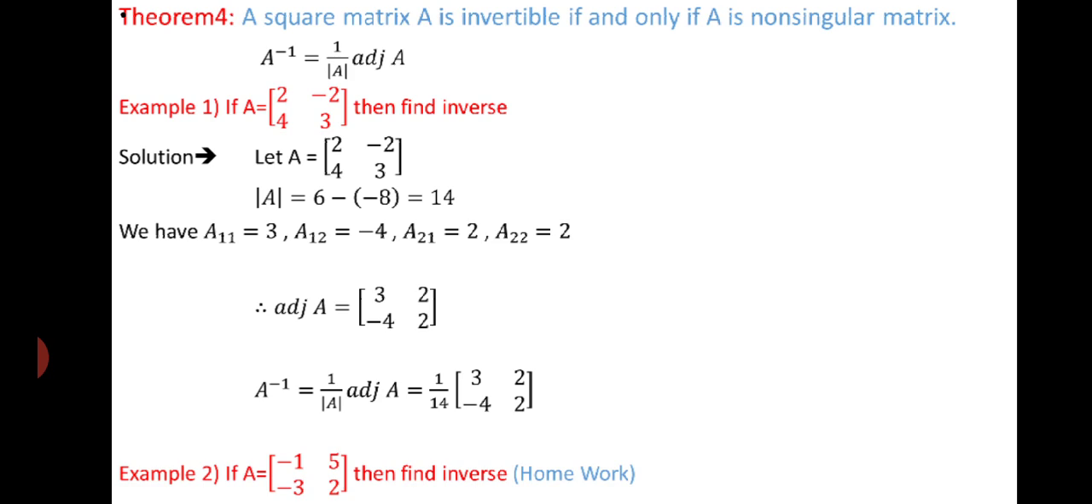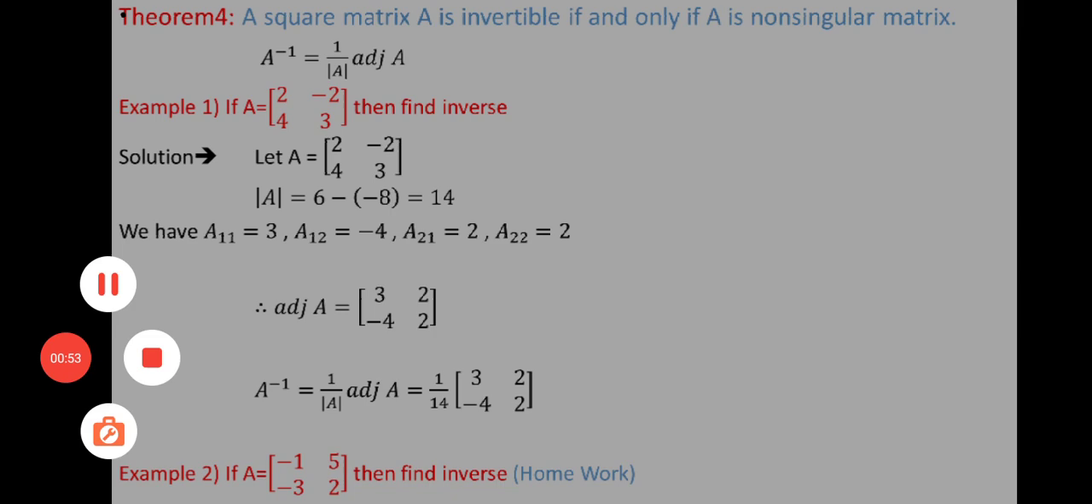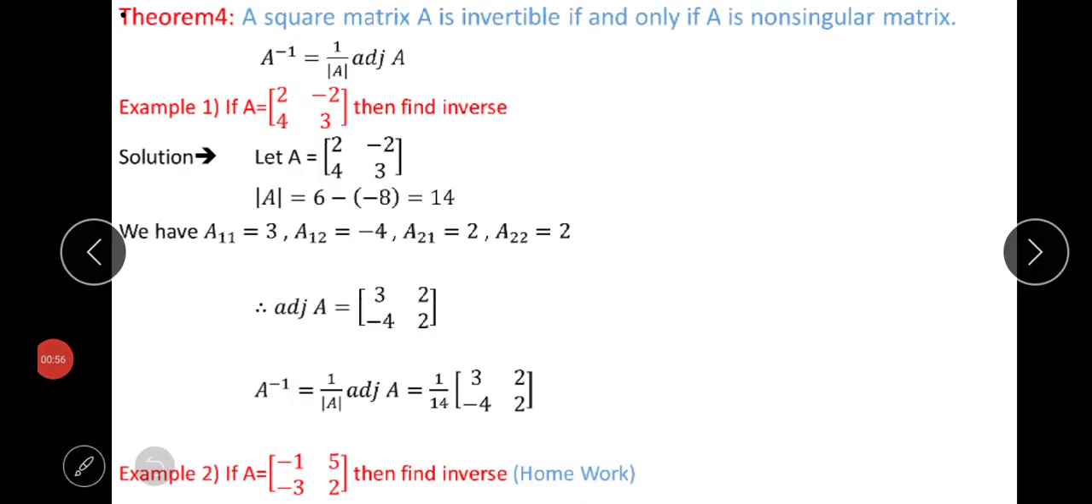A square matrix A is invertible if and only if A is a non-singular matrix. What is a non-singular matrix? If it is a square matrix and determinant of A is not equal to 0, that is nothing but a non-singular matrix. And I told you in theorem number 1 to prove this, A inverse is equal to 1 divided by determinant of A into adjoint of A.